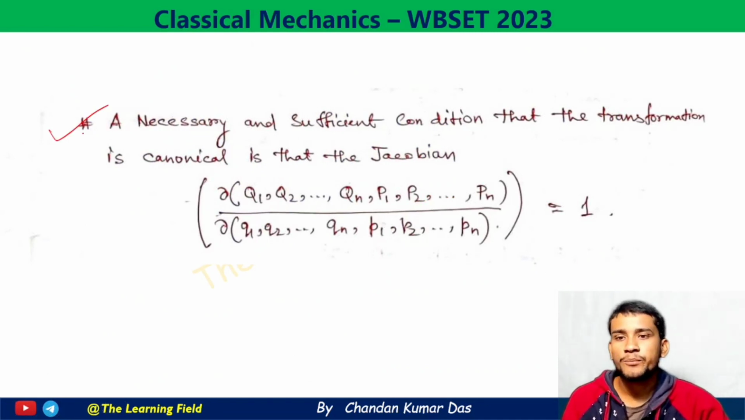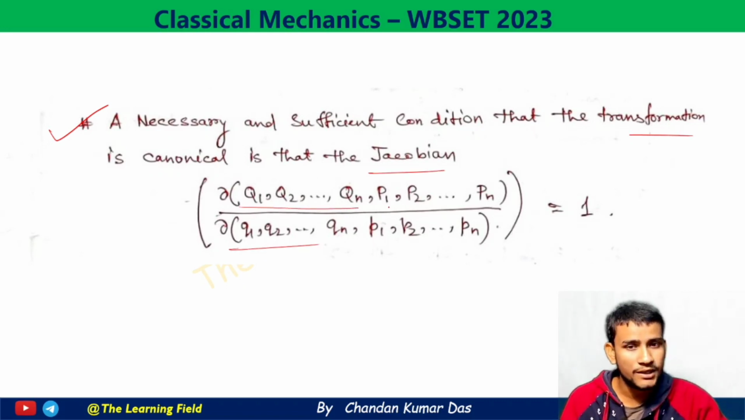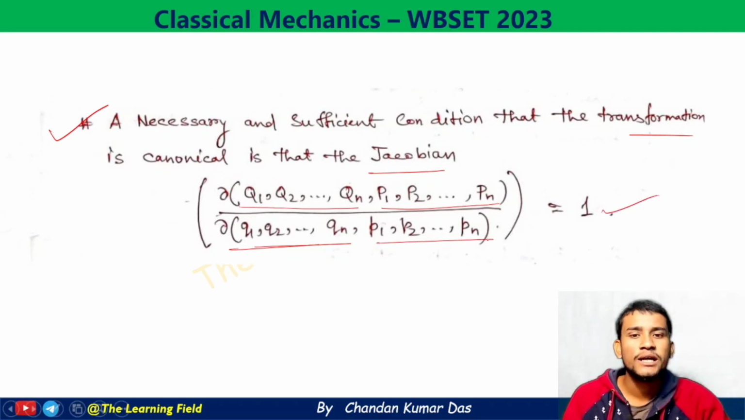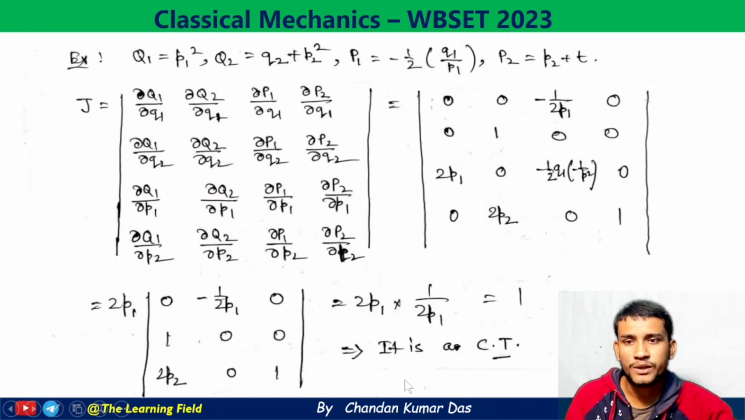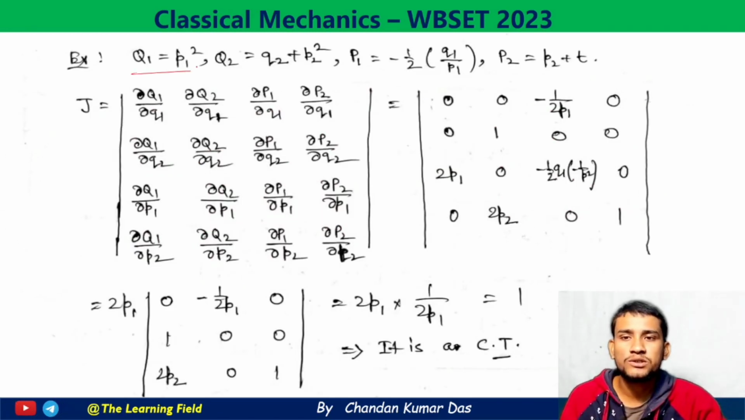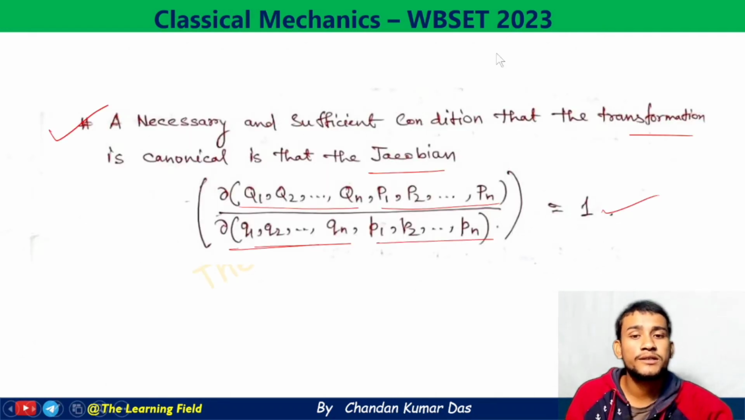And now one important thing is the necessary and sufficient condition for a canonical transformation: the transformation is canonical if the Jacobian, del of q1 q2 qn capital, p1 p2 pn capital, by del of q1 q2 qn small and p1 p2 pn small, is equal to 1. Okay, let us take just one example first so that you can understand this topic properly. Suppose q1 equals this one, q2 equals this one, p1 equals this, p2 equals this. Now we have to calculate the Jacobian first.